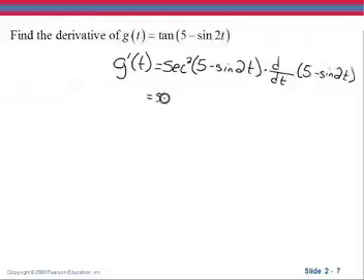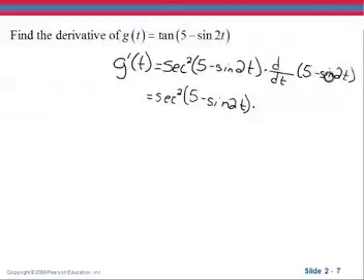Okay, so that gives us secant squared 5 minus sine 2t times. Now when we take the derivative here, of course the derivative of 5 is 0. So we are looking at the derivative with respect to t of negative sine 2t. And again, sine is our outside function and 2t is our inside function.